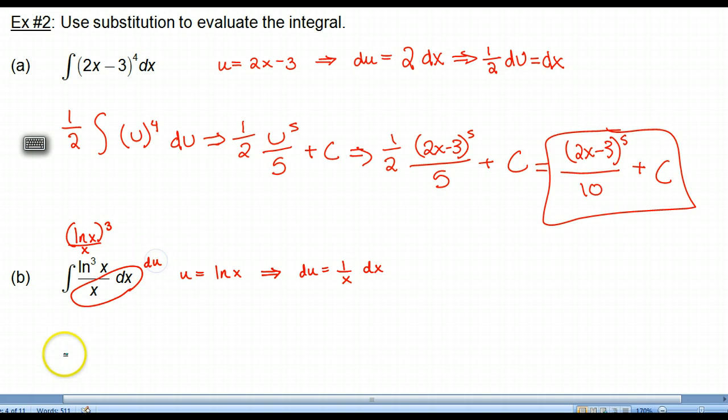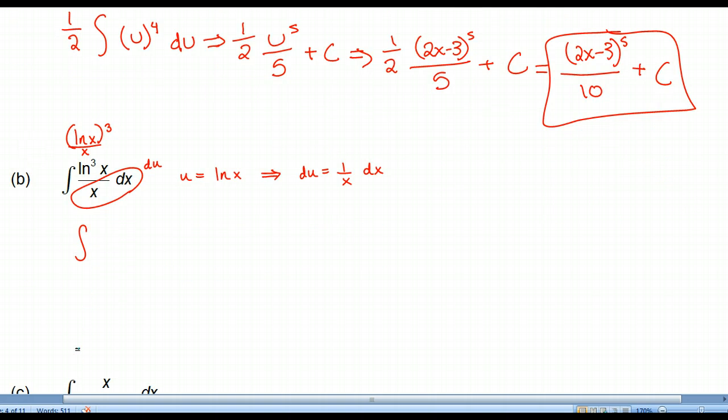You see that? So I can rewrite this as u to the third du. So what looked complicated in the beginning, once we use the u substitution, now it's just u to the third du. I really like this chapter. Isn't this nice? Okay, so what do we get? u to the?